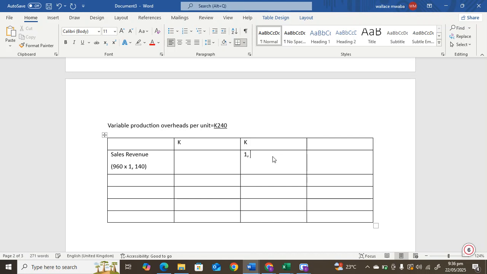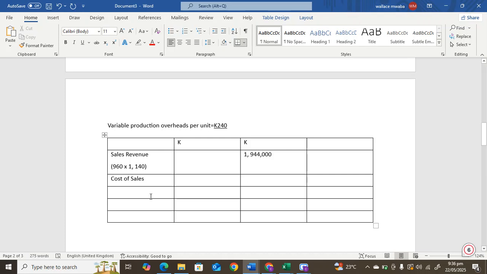1 million 24,400. Okay. Then we say less cost of sales or less cost of goods sold. So we have to tabulate the cost of the goods sold.